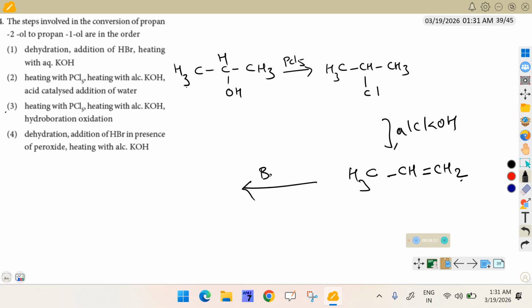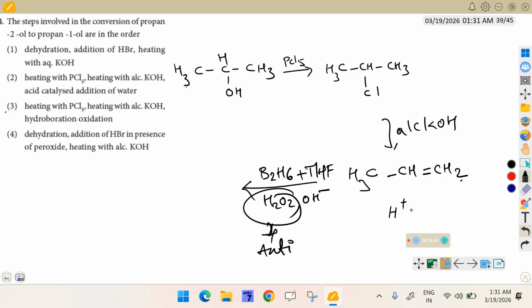Hydroboration oxidation: B2H6 plus THF, then H2O2 and OH minus. Peroxide is present, so it follows anti-Markovnikov's rule. Add a water molecule, H plus and OH minus. Add the hydrogen atom to the unsaturated carbon which contains fewer hydrogens, giving CH3CH2CH2OH. 2-ol is converted to 1-ol. The third option is the correct option.